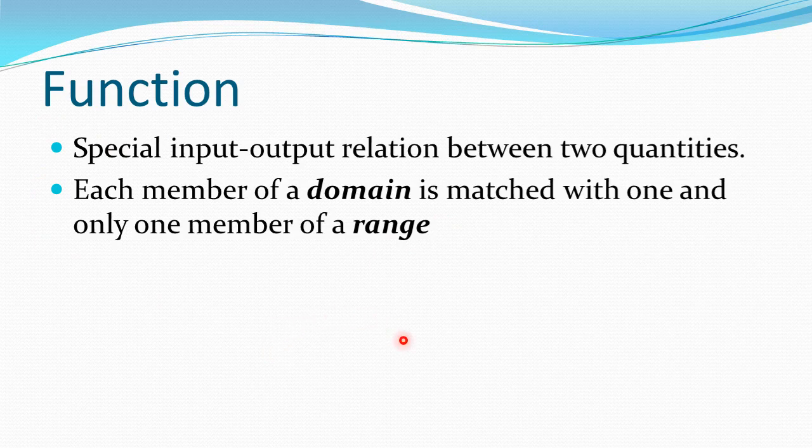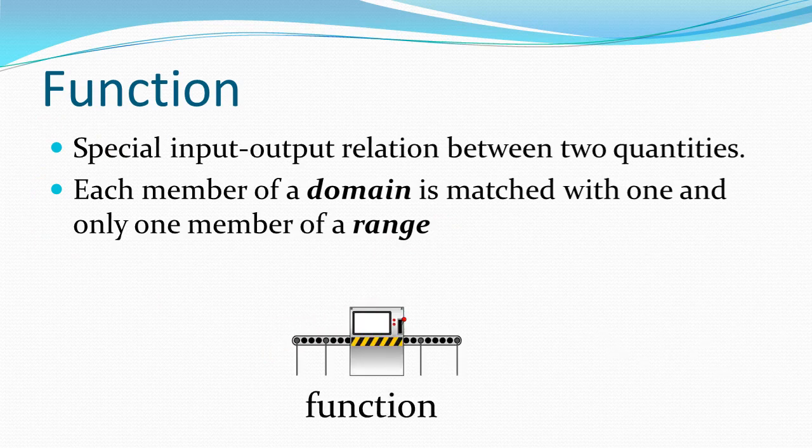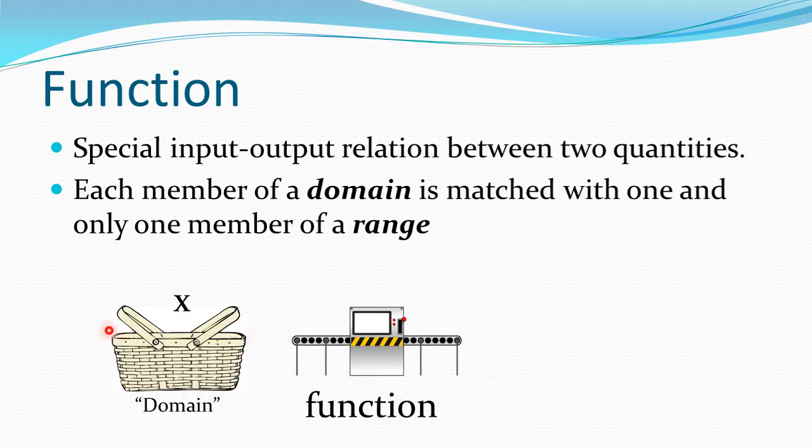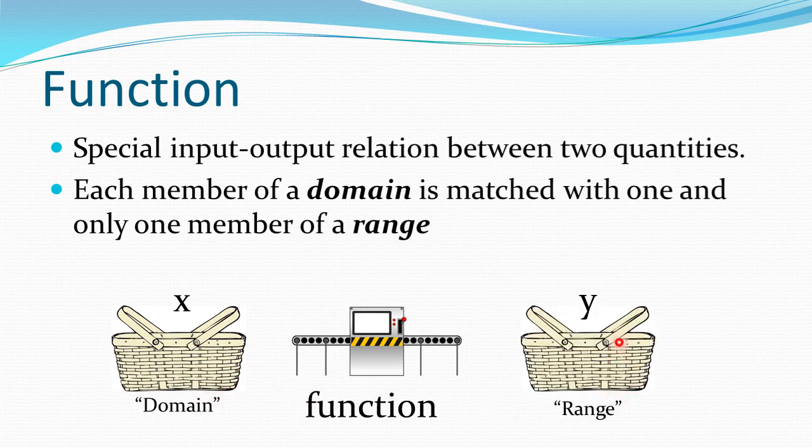We could understand more about the function by imagining the function as a machine like this one, where your collection of all possible inputs, because not everything can be put into the machine, is the domain. That's just the name of the basket. And the collection of all y's that is matched to each member of the domain is called the range, and each member of the domain is matched with only one member of the range.